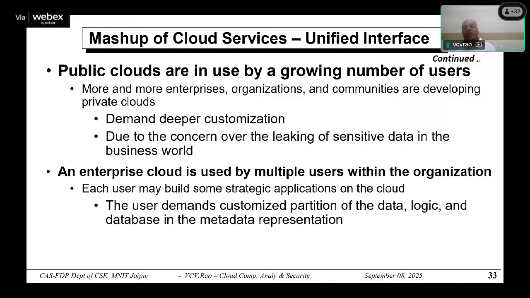So what does that mean? The user wants to demand customized applications, customized data and customized database integration. All these things come under the mashup of cloud services, which are now going more toward the private clouds, which is very, very useful.